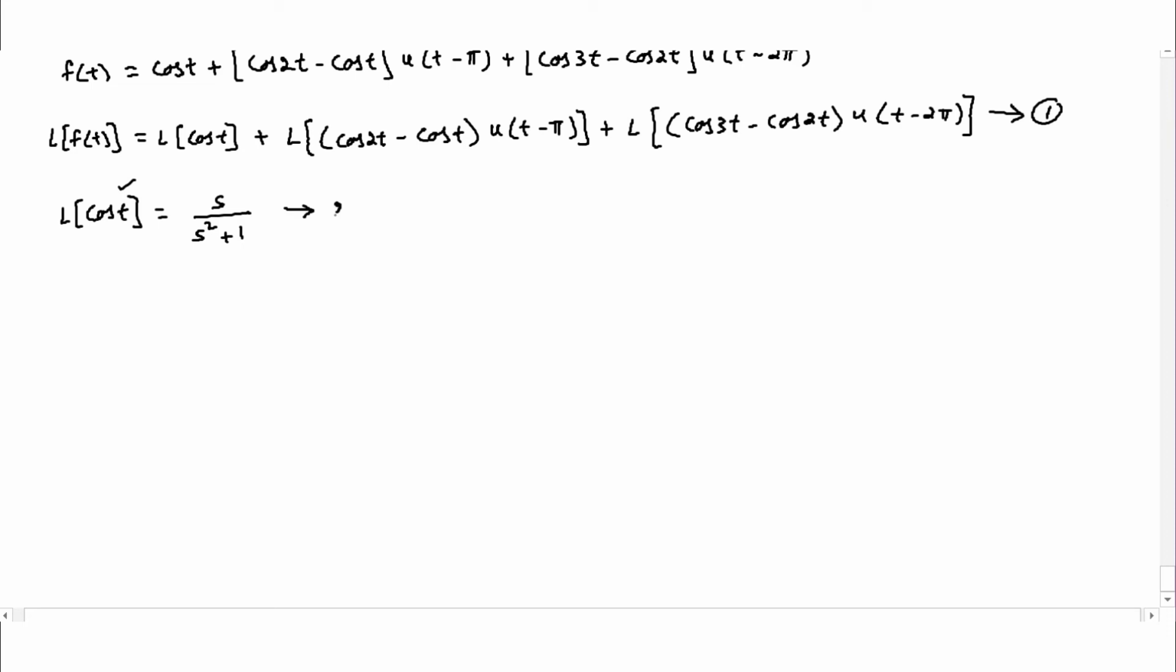So let us take this as equation 2. I have to plug this back into equation number 1, that I'll do at the end. Now I need to find the second term, the Laplace transform of cos 2t minus cos t into u of t minus pi.